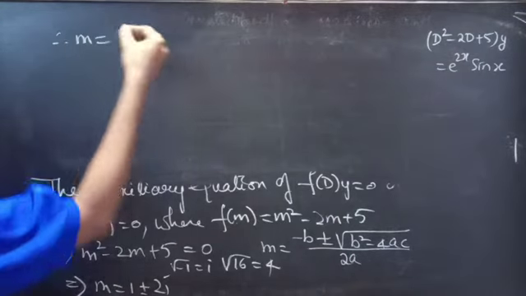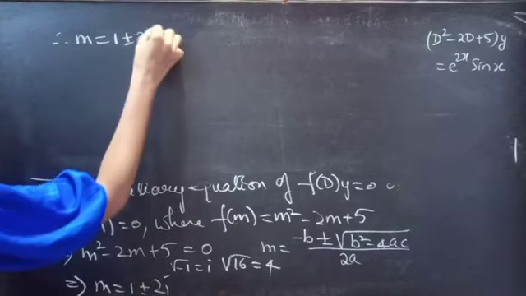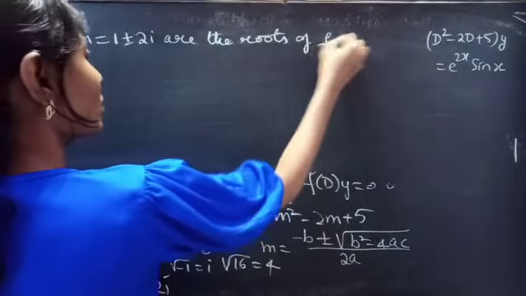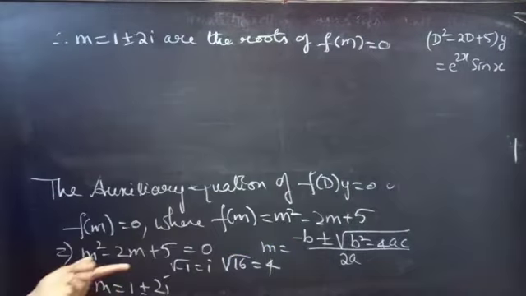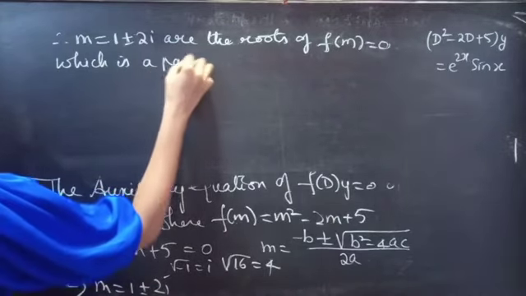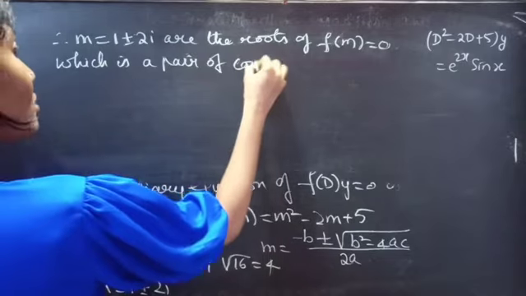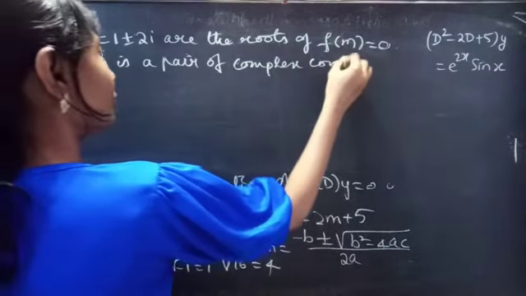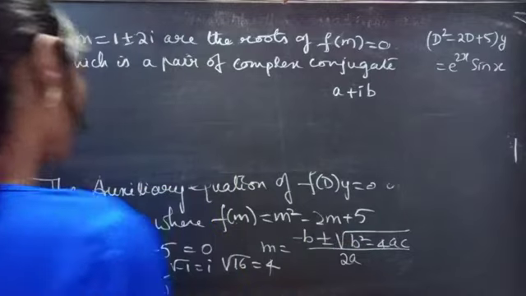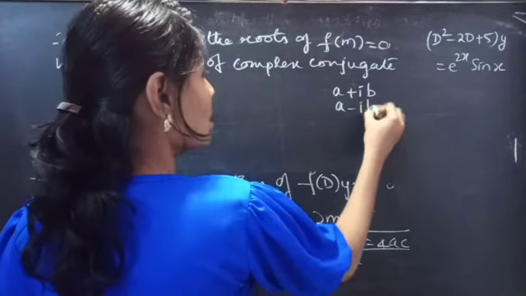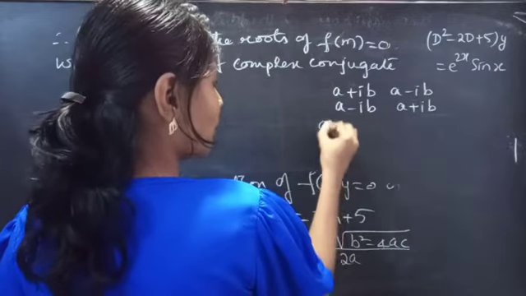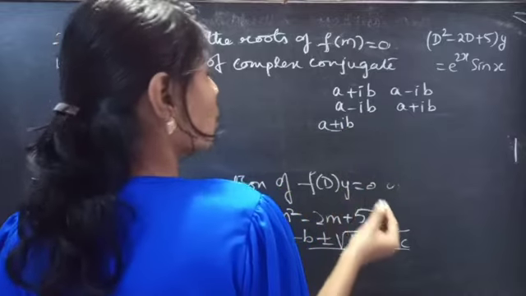Therefore, m equals 1 plus or minus 2i are the roots of our auxiliary equation f of m equals 0, which is a pair of complex conjugates. We know that if a plus ib is a complex number, then its conjugate will be a minus ib. If a minus ib is a complex number, its conjugate will be a plus ib, right? So we can call a plus or minus ib a pair of complex conjugates.